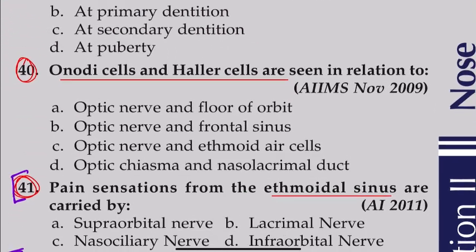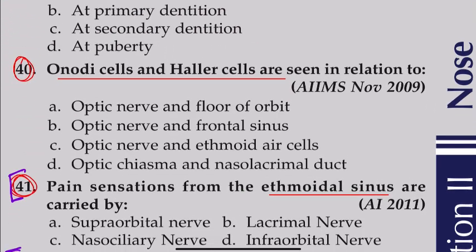Okay, Onodi cells and Haller cells are seen in relation to, Onodi cell, O for optic nerve, right? ON for optic nerve. So optic nerve is the right answer, and Haller cells are for the floor of the orbit, right? So option A is the right answer.